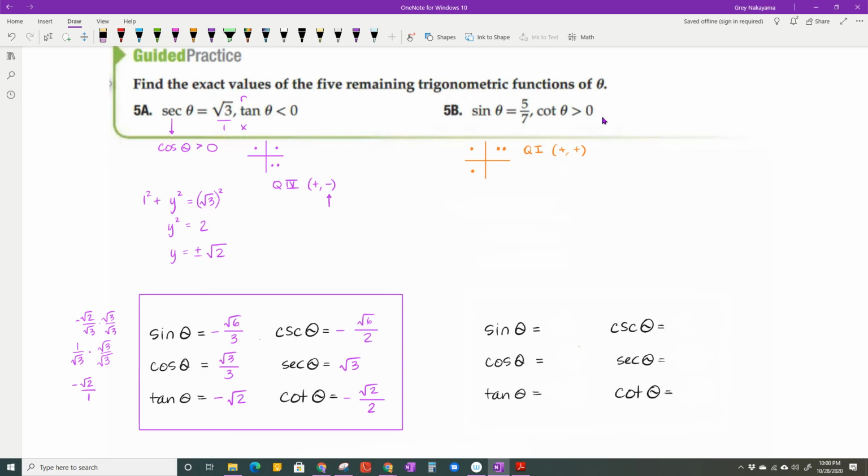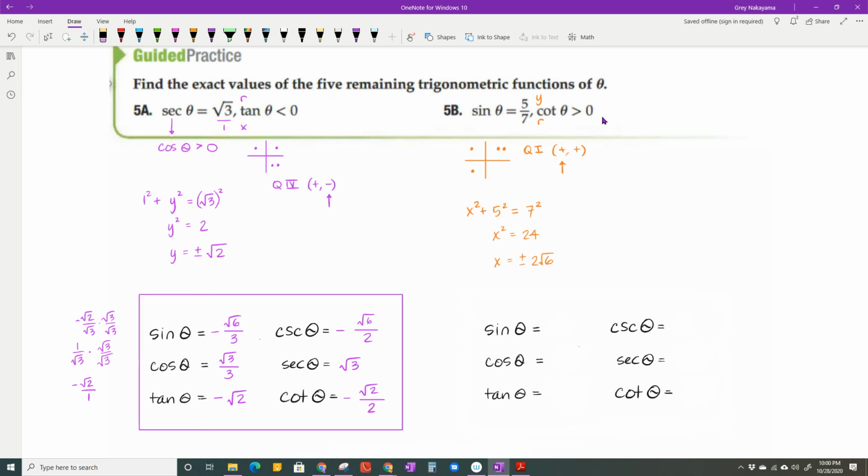Okay? So now I'm going to do my x squared plus y squared equals r squared. Sine is y over r. So my equation is going to be x squared plus 5 squared equals 7 squared. So x squared equals 24, and x equals plus or minus 2 square roots of 6. It's x, and x is positive because I'm in the first quadrant. So all of my answers are going to be positive. Yay. Don't have to worry about the negative signs.